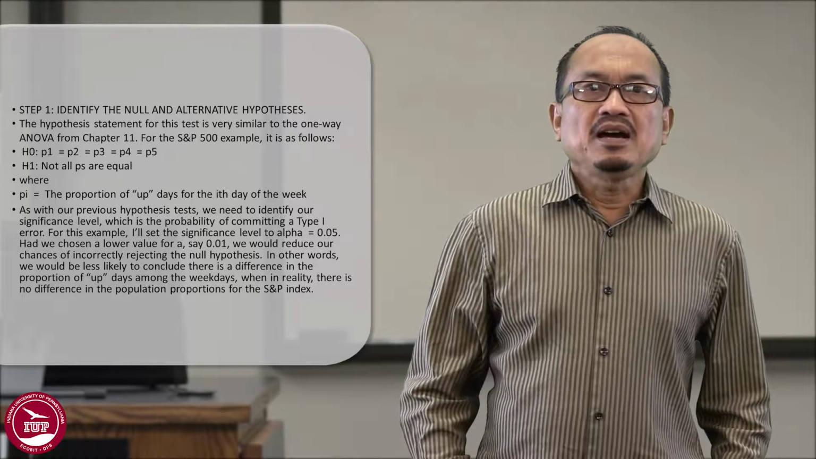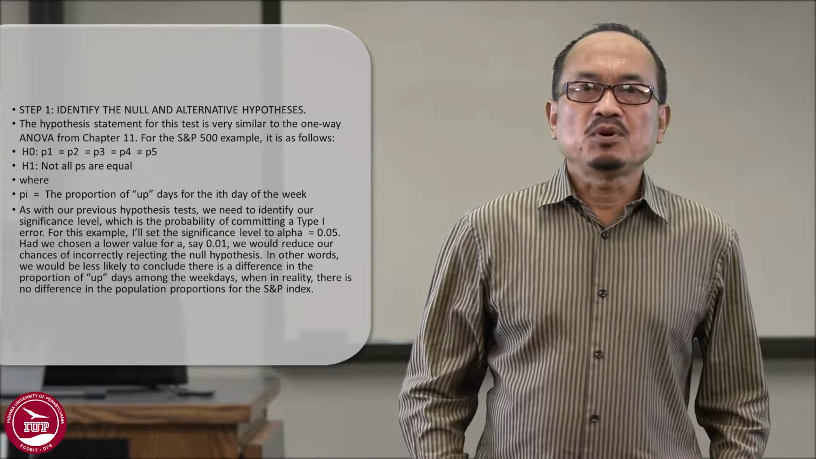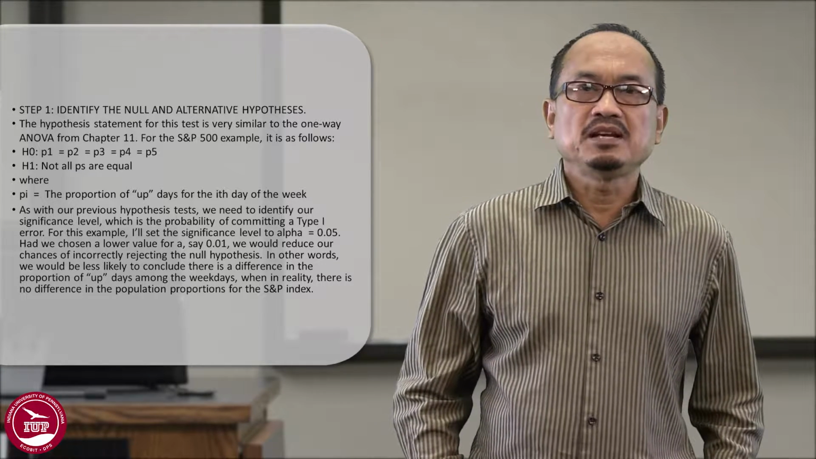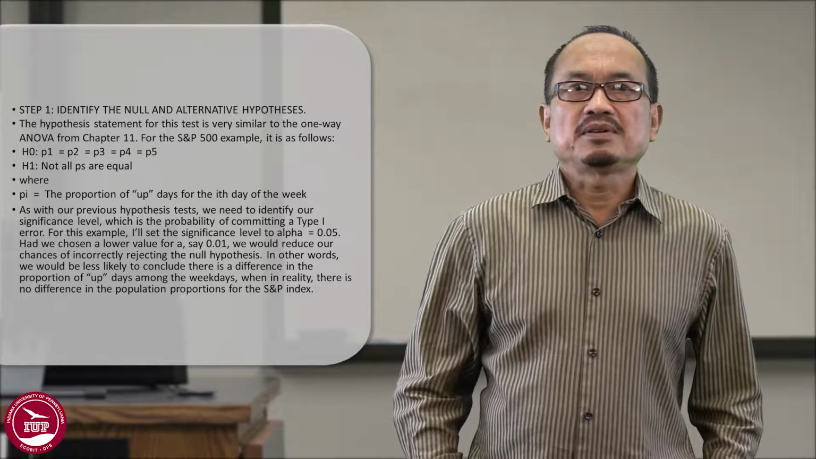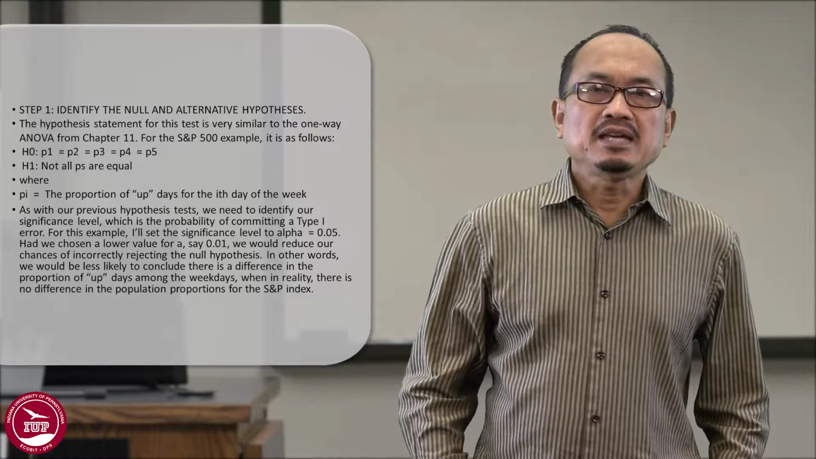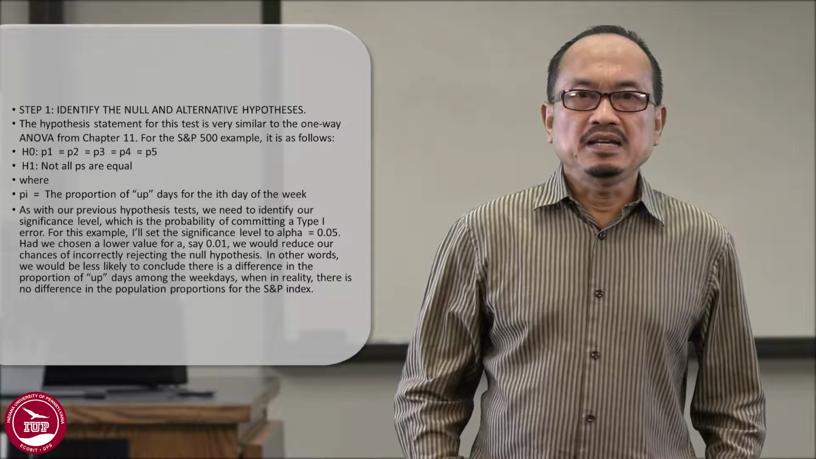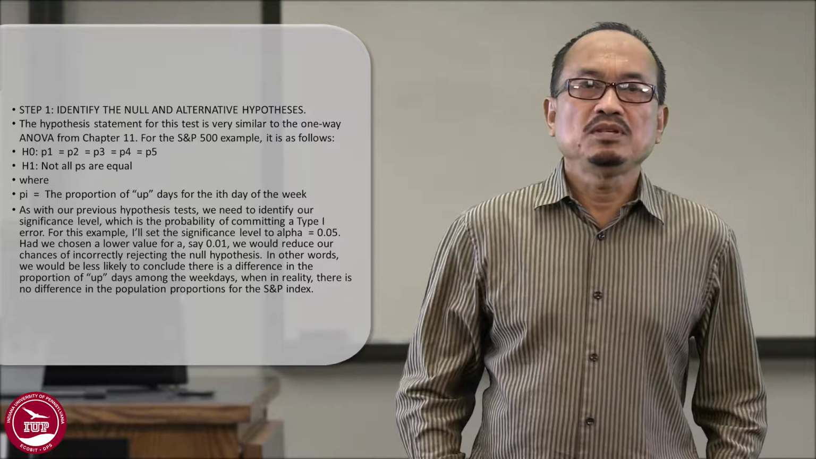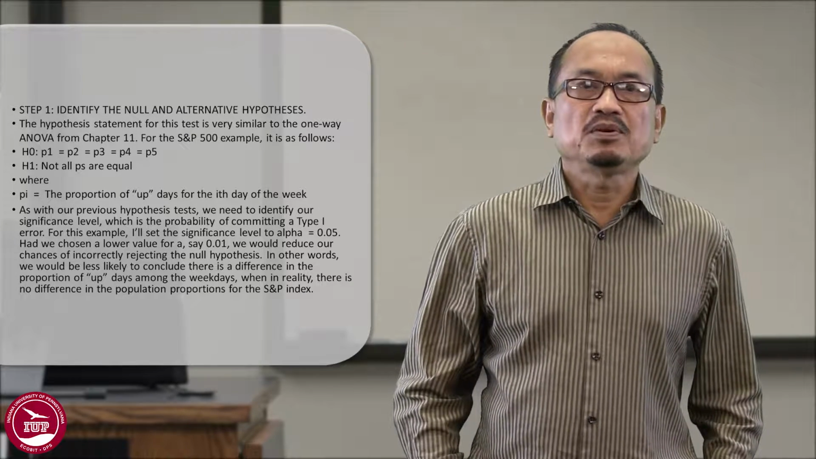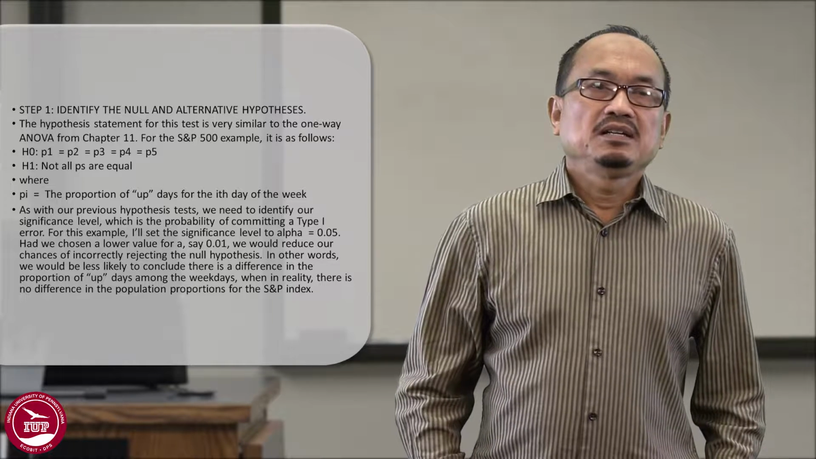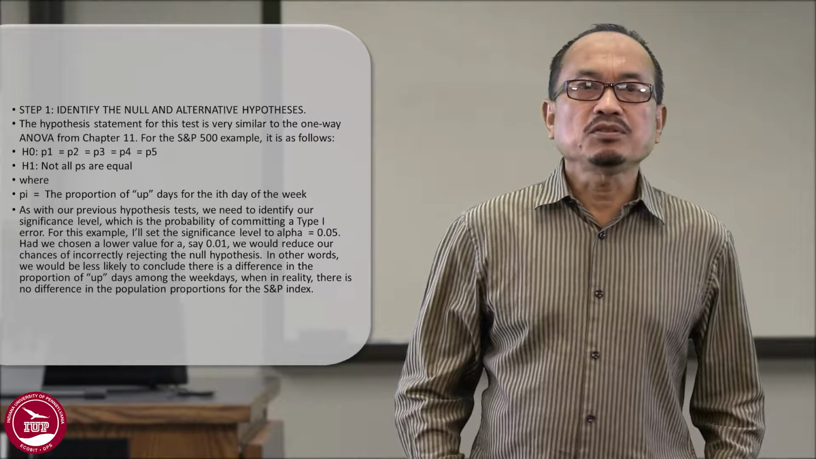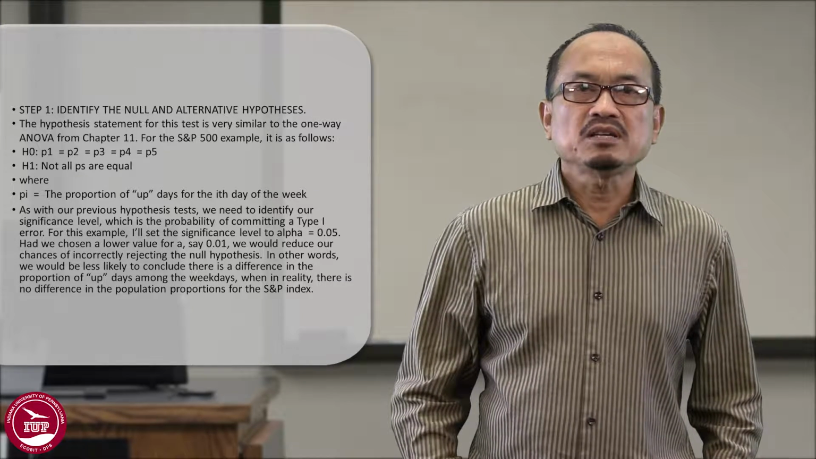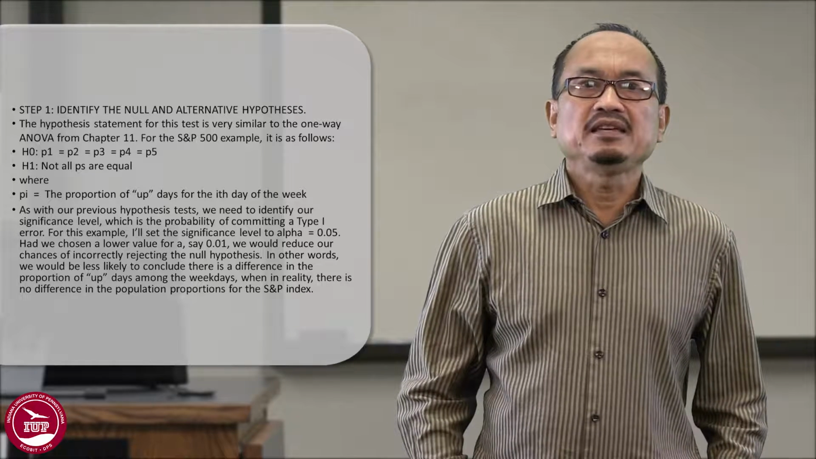Step 1. Identify the null and alternative hypotheses. The hypothesis statement for this test is very similar to one-way ANOVA from Chapter 11. For the S&P 500 example, it is as follows. Null hypothesis: P1 equals P2 equals P3 equals P4 equals P5. Alternative hypothesis: not all Ps are equal, where Pi is the proportion of up days for the ith day of the week.